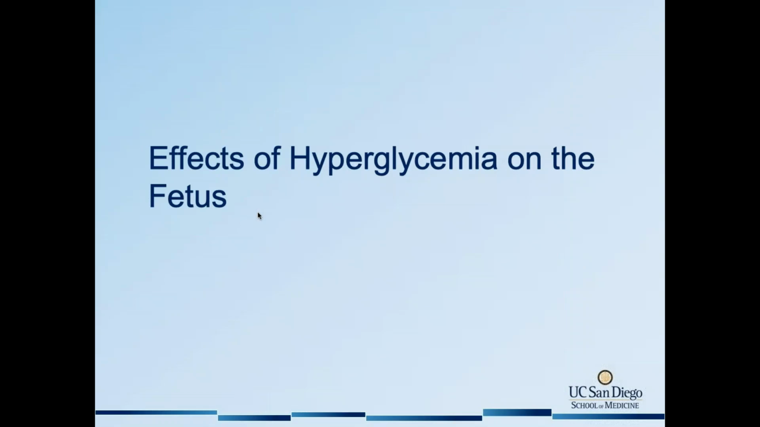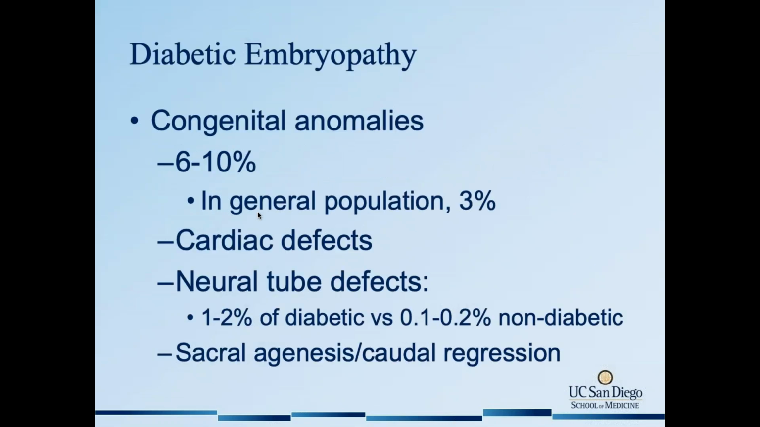Let's shift now to the effects of hyperglycemia on the fetus and why we should be concerned about the rising rate of gestational diabetes. First of all, when we talk about diabetic embryopathy, we're talking about congenital anomalies that occur very early in gestation. The rate of congenital anomalies in the general population is about 3%, but in pre-gestational diabetics, it's about 6 to 10%. The defects that we care most about, or the tissues that are most sensitive to defects, are cardiac defects and neural tube defects. And when we look at neural tube defects, the rate among women with diabetes is about 1 to 2%.